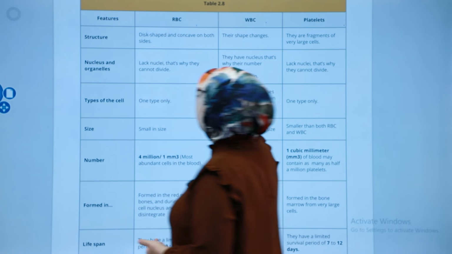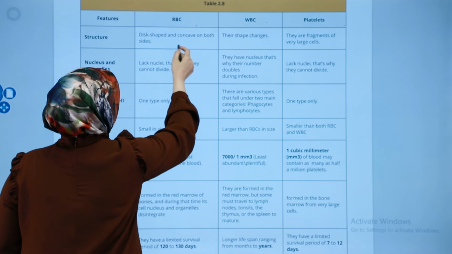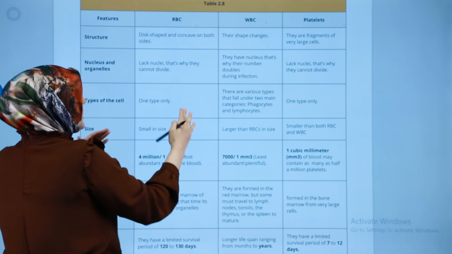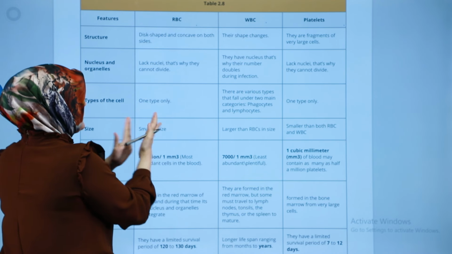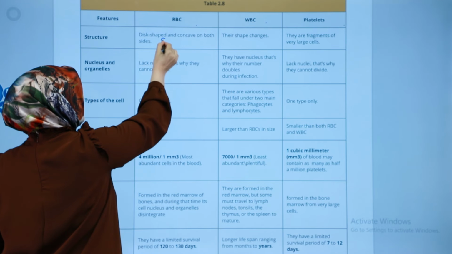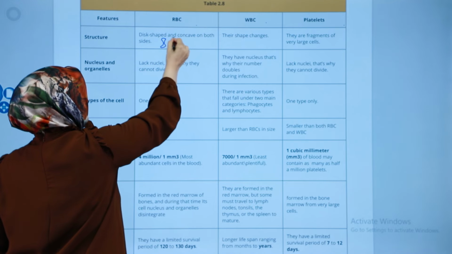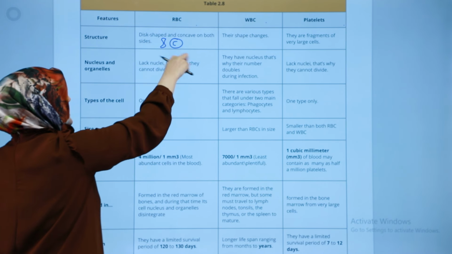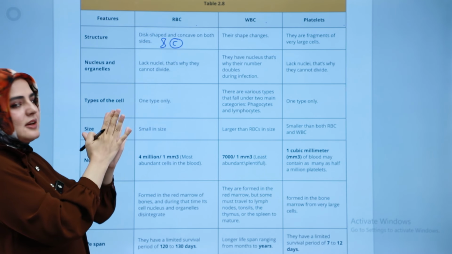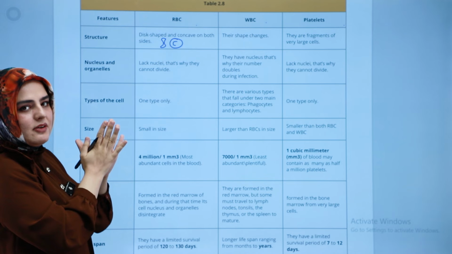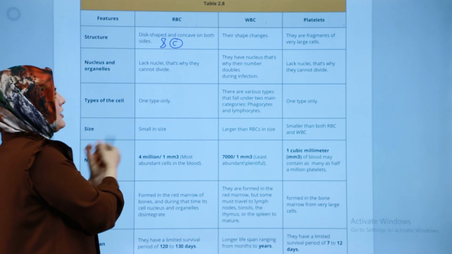The first thing you should know is that RBCs are disc-shaped. Okay? Disc-shaped means they're flat, and concave on both sides. That means they're compressed in the middle. So you will see them like a dumbbell, like this, on the side. In the front, they're a bit like that. I make this C to show that the inner part is not like a donut hole, but it's very, very thin. The sides are thicker.